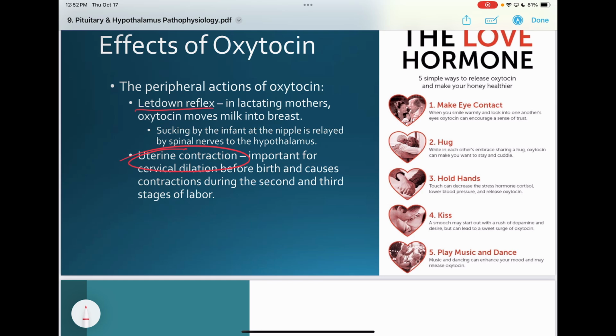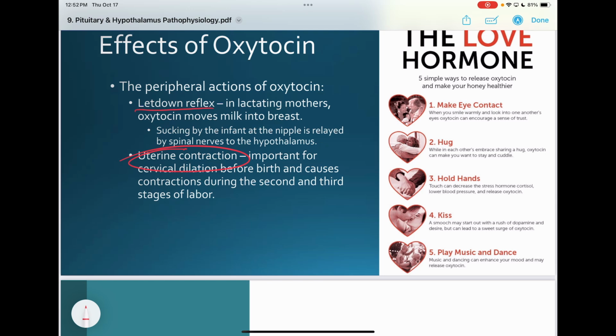One of the drugs that we give to induce labor is called Pitocin. What does it sound like? Oxytocin, because that's what it is. And when we give it to pregnant women, it induces labor because the uterus starts to contract. Once the uterine contraction happens, the baby will start moving down the birth canal.